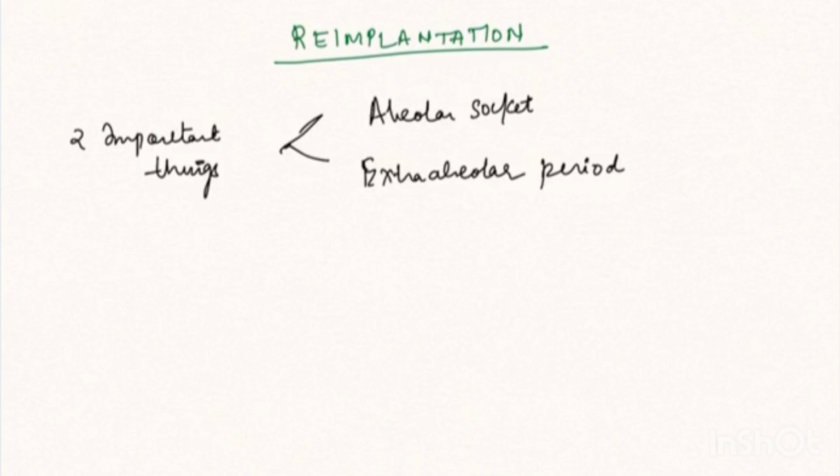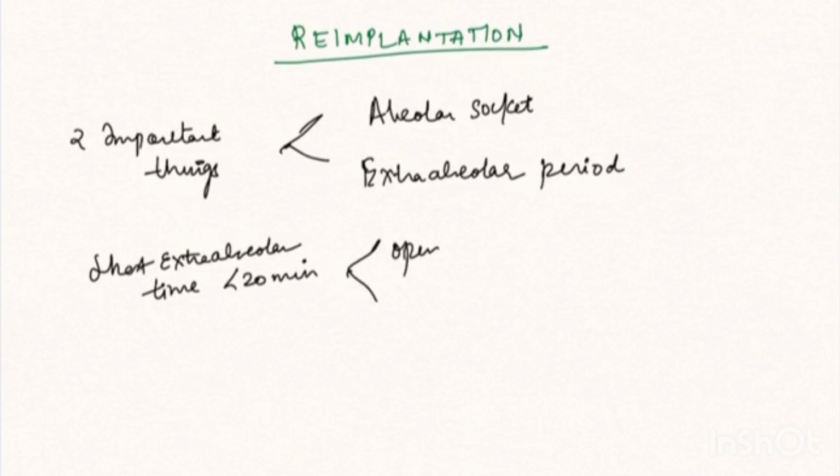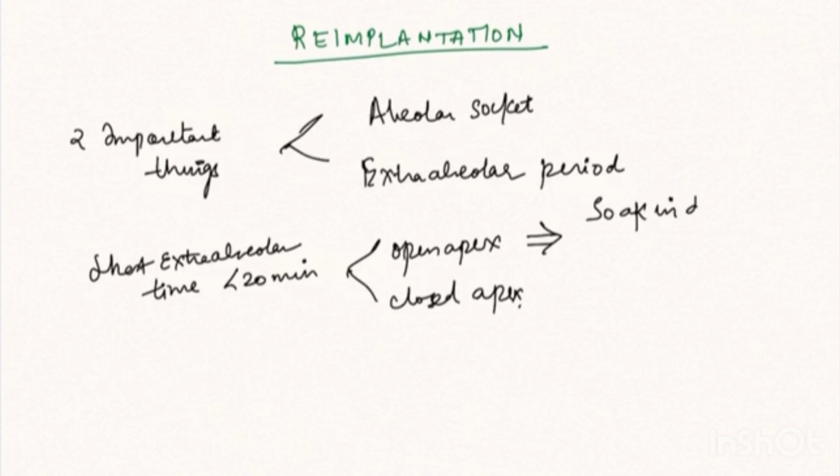First is the condition of the alveolar socket, whether the socket is intact or fractured, and second is the extra-alveolar period. Extra-alveolar period is the time in which the tooth remains outside the oral cavity. So it can be less than 20 minutes, between 20 to 60 minutes, and more than 60 minutes. Extra-alveolar time is short if it is less than 20 minutes, and then we will see the root condition, whether the root is having open apex or closed apex.